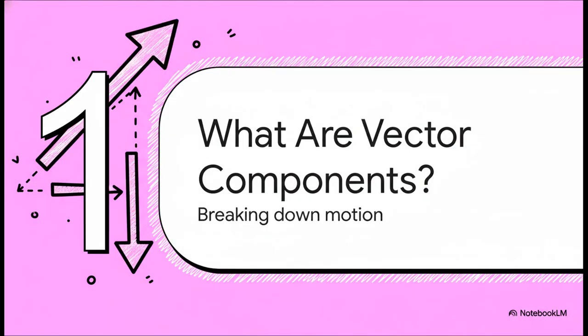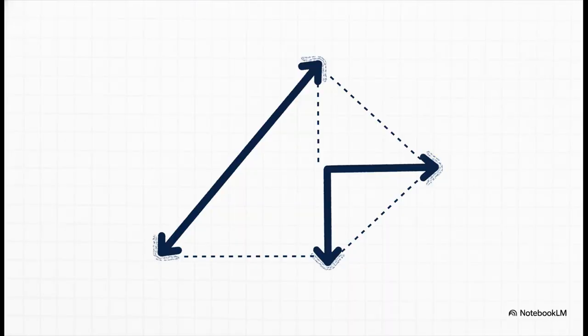And the answer to that question is something called vector components. You can just think of them as the basic building blocks of any angled movement. Instead of trying to deal with one tricky diagonal line, we just break it down into two way simpler paths, one that's purely horizontal and one that's purely vertical. Easy.